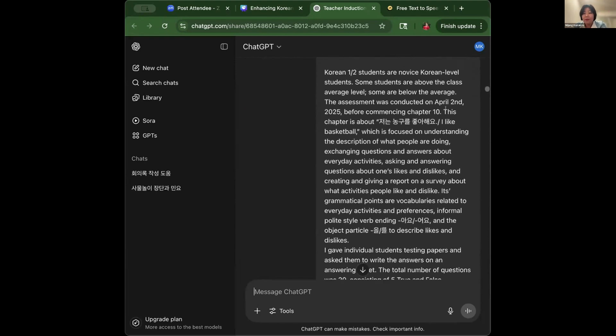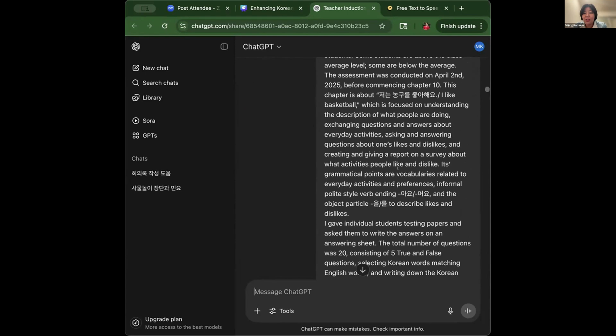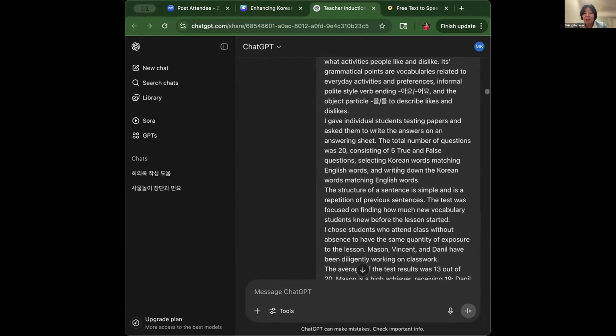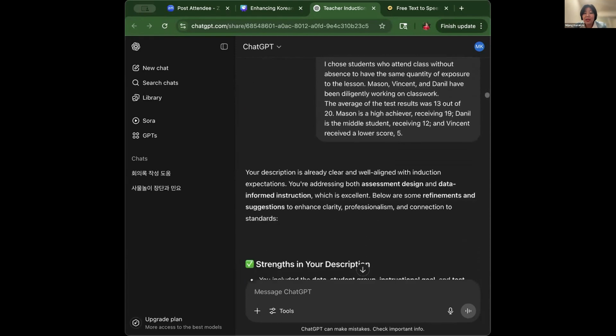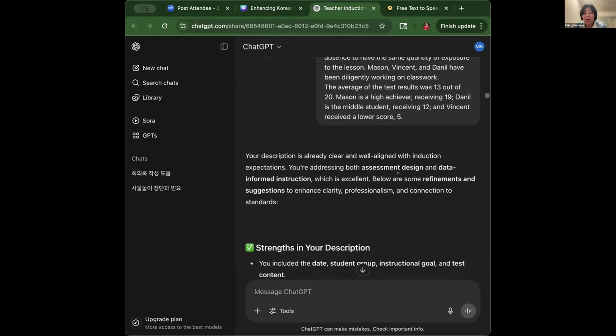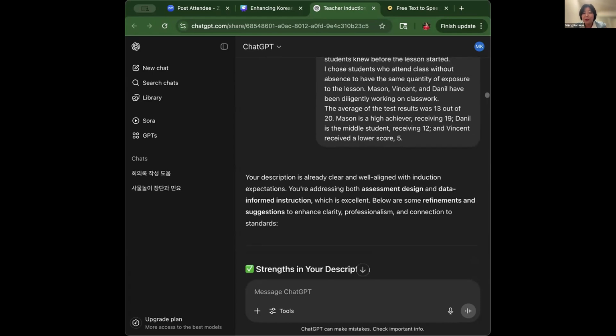And then for chapter 10, I want to teach them 저는 농구를 좋아해, "I like basketball," focusing on understanding. So I give some description of it, and then it also checks my description, because I don't want ChatGPT to control me. So I know something, so you need to do something similar to mine. That kind of thing.